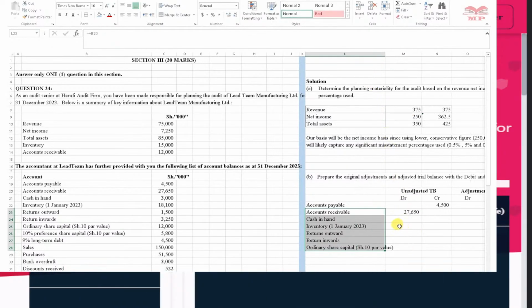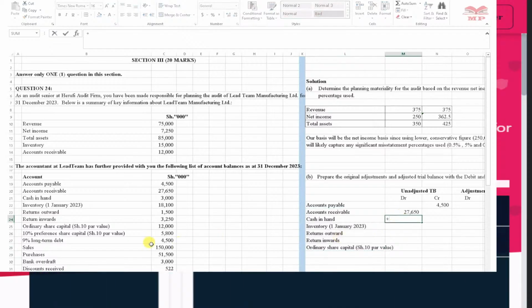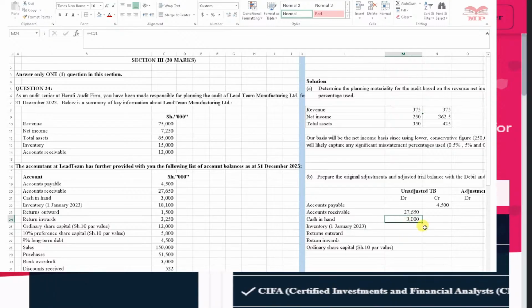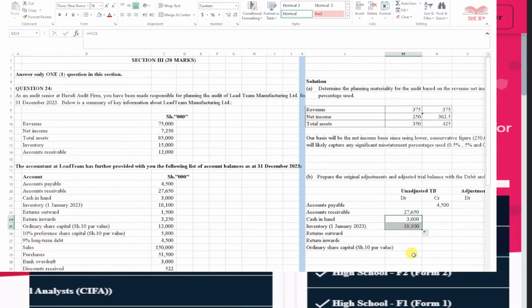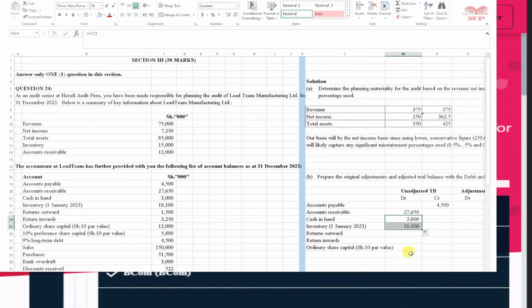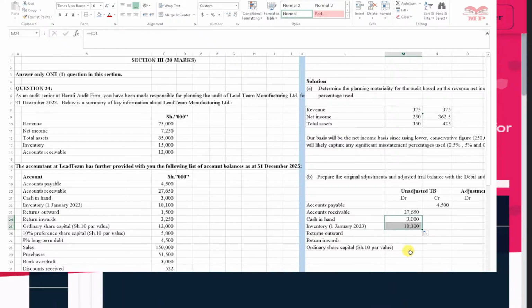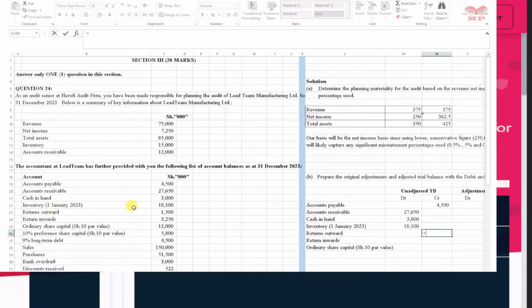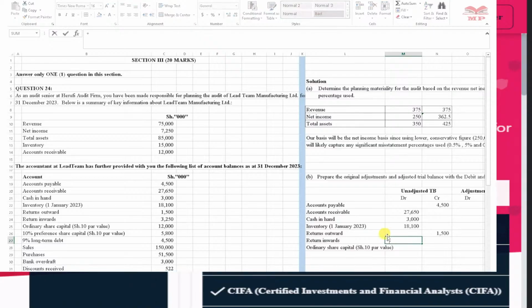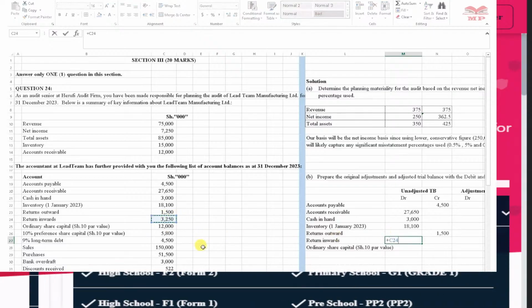So the cash in hand is 3,000. You can see it's right here. That's what we want. And we also put the inventory, current asset, right there, 18,100. Return outwards, returning goods to the suppliers. So it should be here. Return outwards, 1,500. Return inwards should now be inwards. We talk about 3,250.